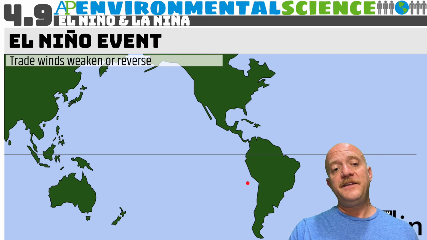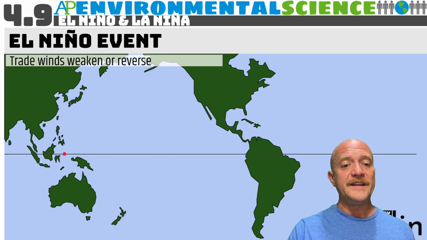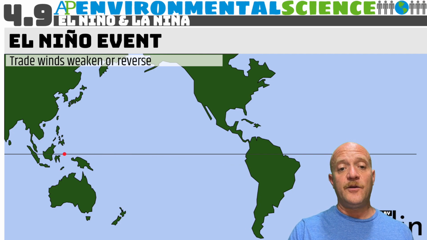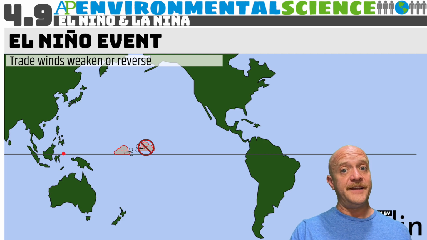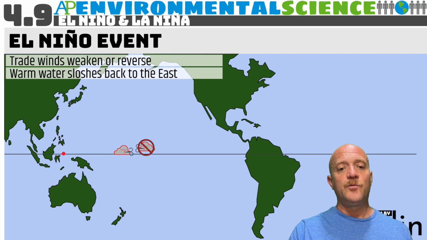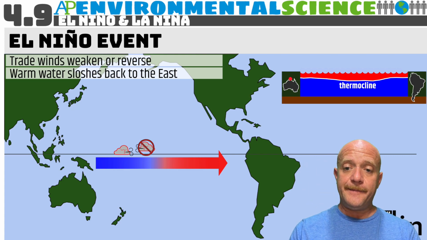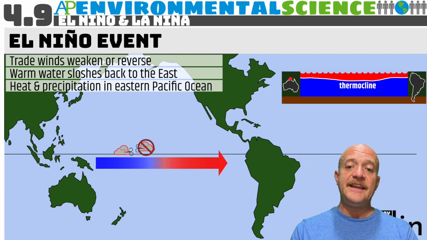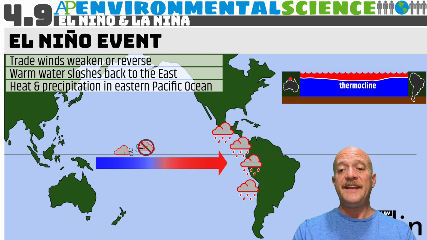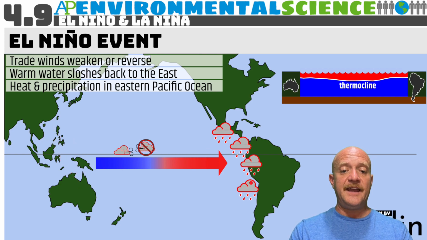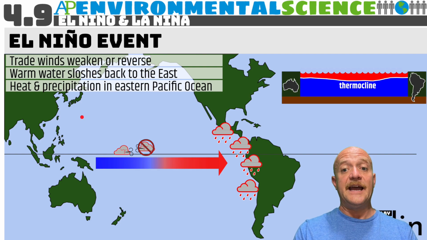So what happens during an El Nino event? Well, the trade winds, the winds that are blowing towards the west at the equator, are either weakening or reversing. So the warm water is sloshing back to the east. Instead of the warm water accumulating in the west, it's now sloshing back the other way. So this is affecting the heat and the precipitation. It's now in the eastern Pacific Ocean. Instead of rain occurring over here and having nutrients on this side, you're getting a lot of rain on the east, and it's basically messing up the flow during these times.